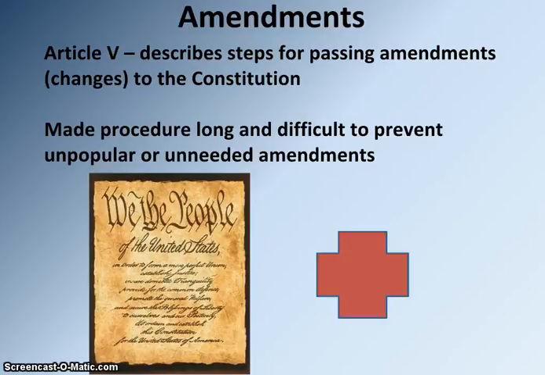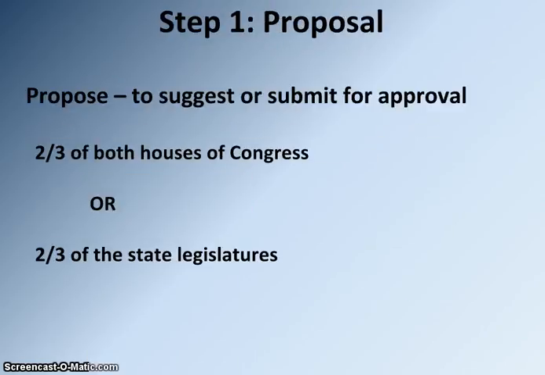Now, they deliberately made this procedure long and difficult to prevent unpopular or unneeded amendments. They also set high bars for acceptance so that any amendments would have broad popular and government support. So our first step is the proposal.